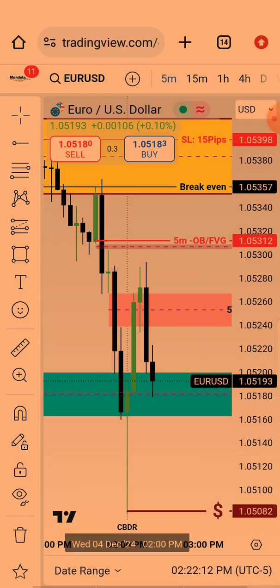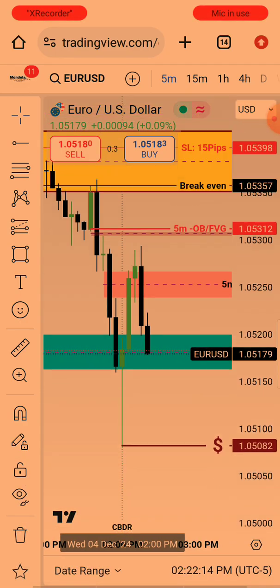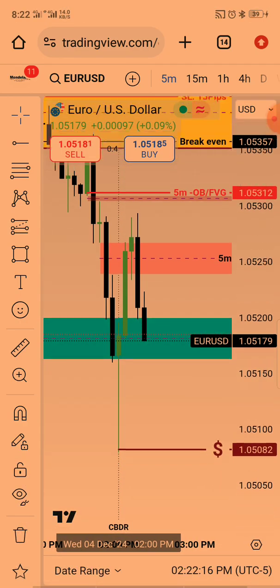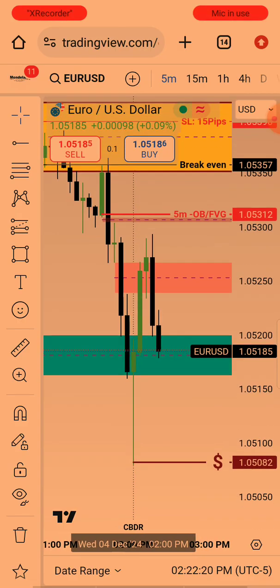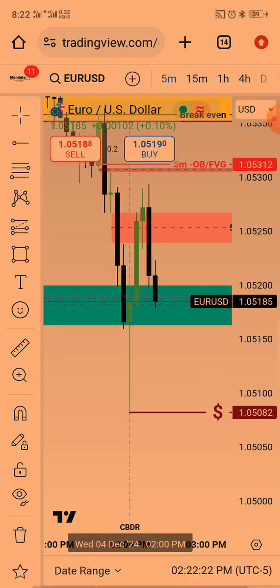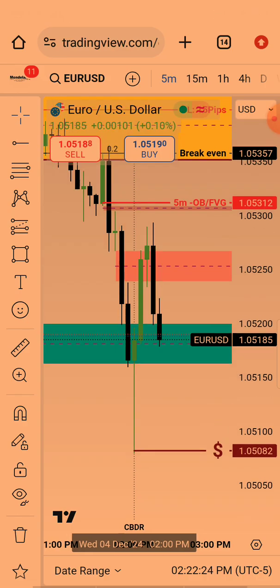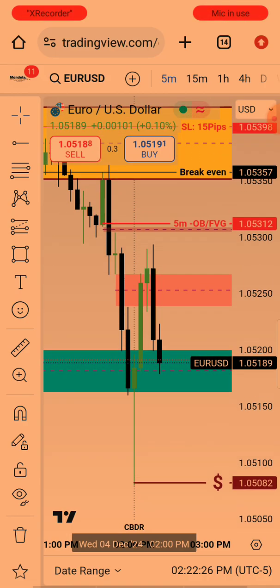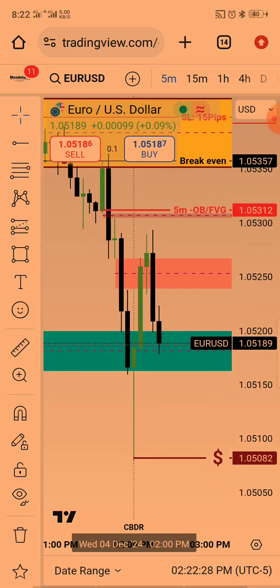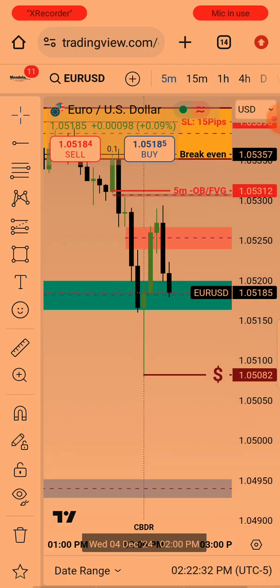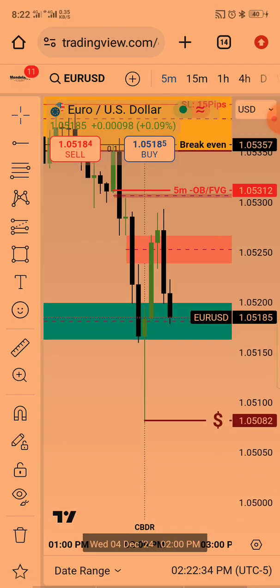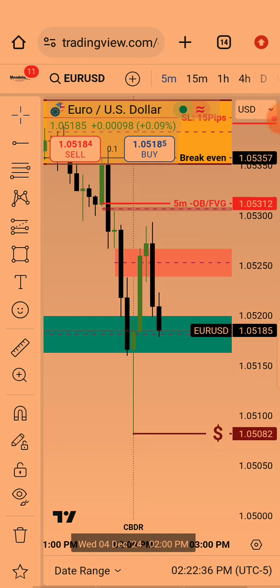I will add another entry if I see that the trade is moving in my direction, moving the way I want it to move. There's something we call pyramid entry. I'm going to add more entry to it. That's why I told you people from the beginning that if I manage this trade well, I might make more than the $30 that I want to make, right? So I'm going to see if I will make more than that.